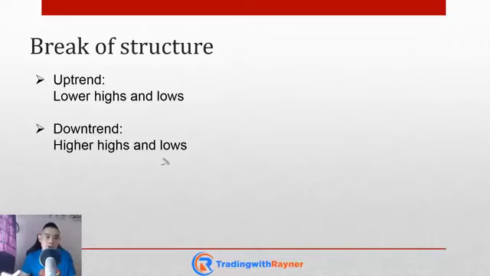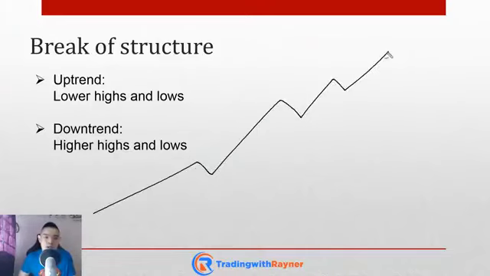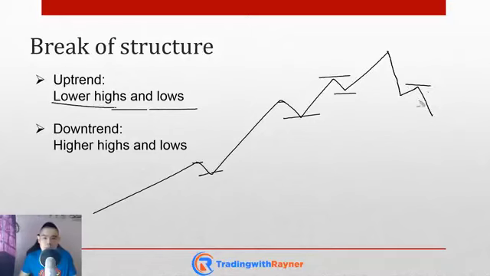A break of structure is quite straightforward. An uptrend consists of a series of higher highs and higher lows. Higher highs, higher lows. So when you get a break of structure, it means that you now have lower highs and lower lows. In this case, it breaks this. Now you have a lower high and a lower low. So this clearly has broken the structure of an uptrend. This is what I mean by a break of structure, where the market structure has invalidated the previous trend.